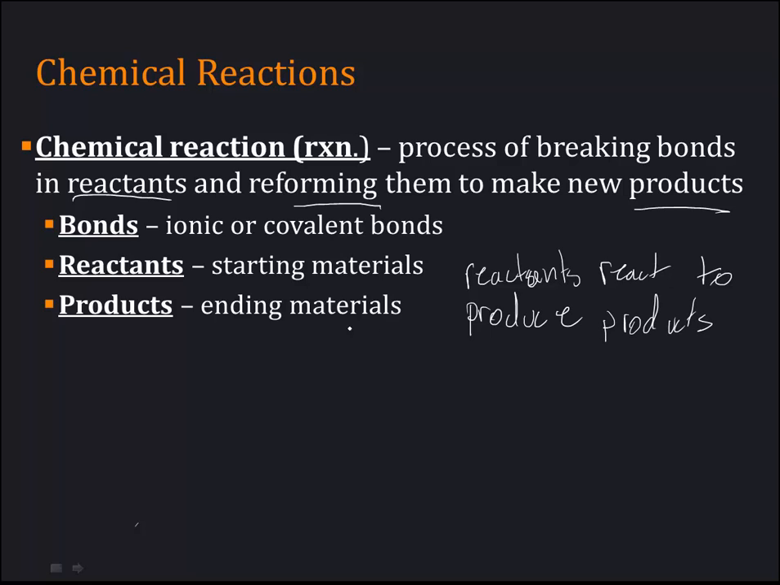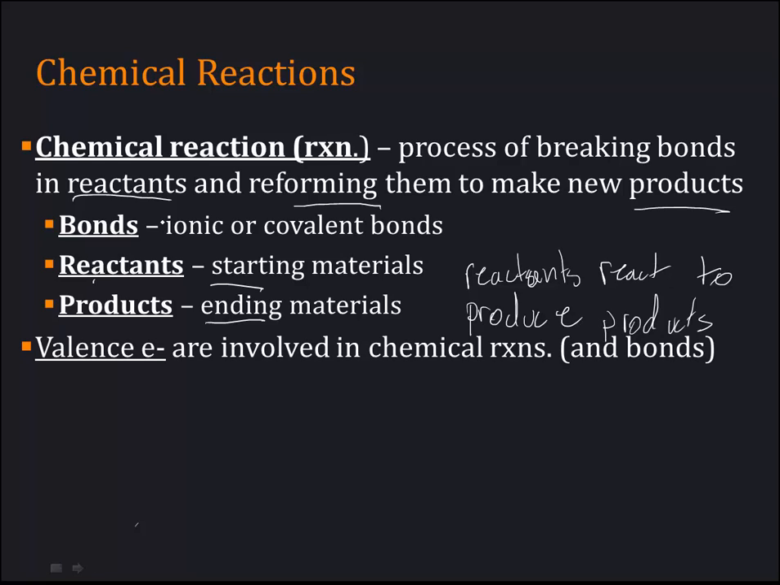Students will often mess up these terms. Just think about what they mean. Products are produced. That's what we end with. Reactants will react. That's what we start with. These two things are going to be different. That's what makes a chemical reaction a chemical reaction. Because we're making and breaking bonds, valence electrons are involved in these reactions.